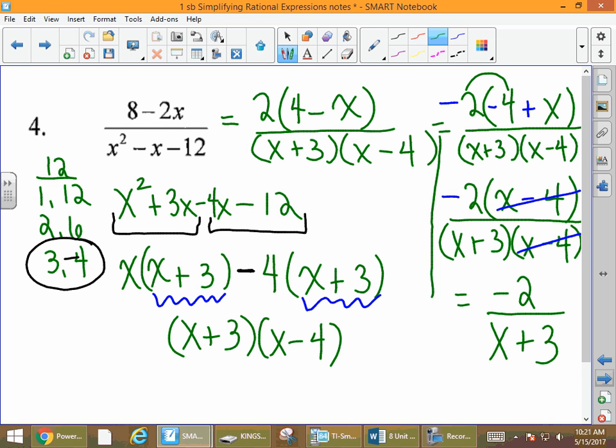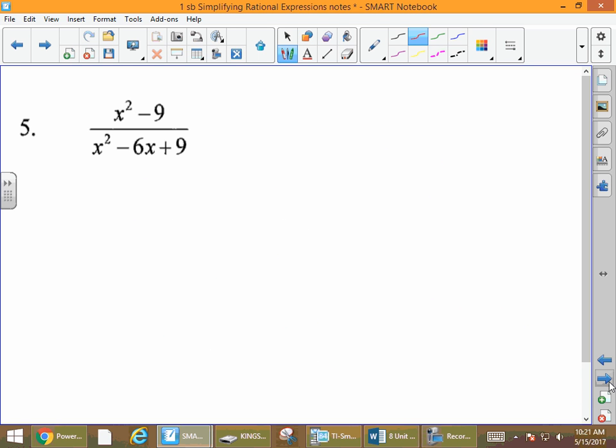As we finish our last two, once again, the factoring is critical. If we can get this factored correctly, we can probably simplify our rational expression. But if we can't factor, we may have issues.